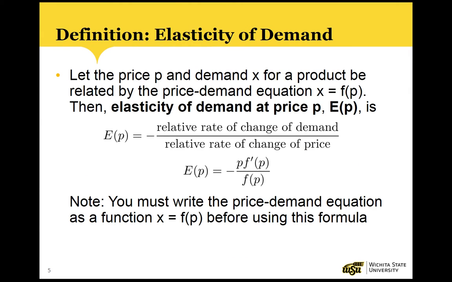The elasticity of demand is defined in the following way. If we let the price P and the demand X for a product be related by the price-demand equation X equals F of P, then we say that the elasticity of demand at price P, E of P, is given by the negative quotient of the relative rate of change of demand and the relative rate of change of price. This is simplified to negative P times F prime of P divided by F of P.